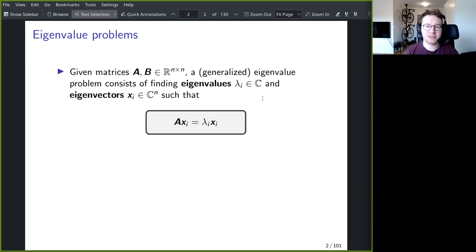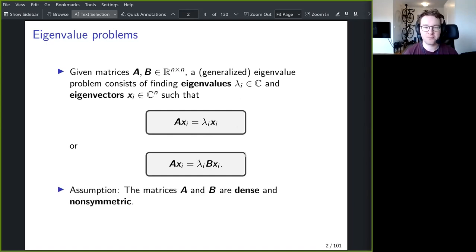So eigenvalue problems look something like this. We have 2 matrices, A and B, and we want to solve for eigenvalues lambda_i and the corresponding eigenvectors x_i that fulfill the equation shown here. You multiply the matrix with the eigenvector, and what you get out is just a scaled version of the same eigenvector. You can also have a generalized eigenvalue problem where you have matrices on both sides of the equation.